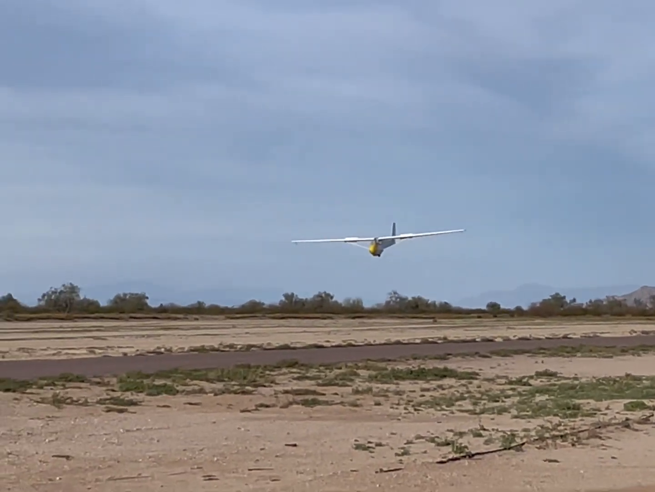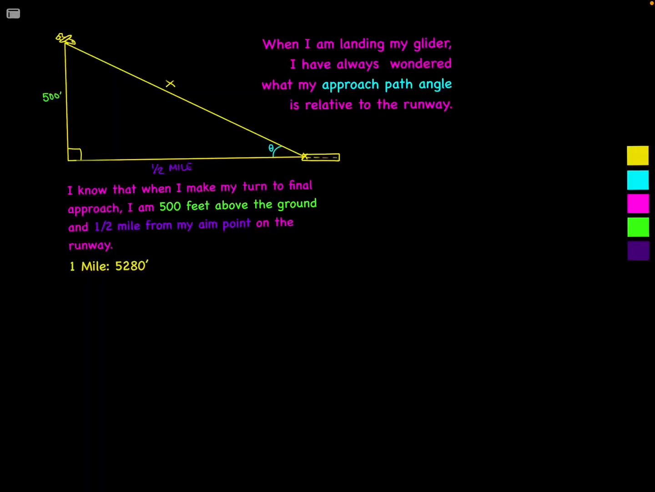When I'm landing my glider, I've always wondered what my approach path angle is relative to the runway. I know that when I make my turn to final approach, I'm 500 feet above the ground and 1/2 mile from my aim point on the runway. We can use trigonometry to find the unknown approach path angle.